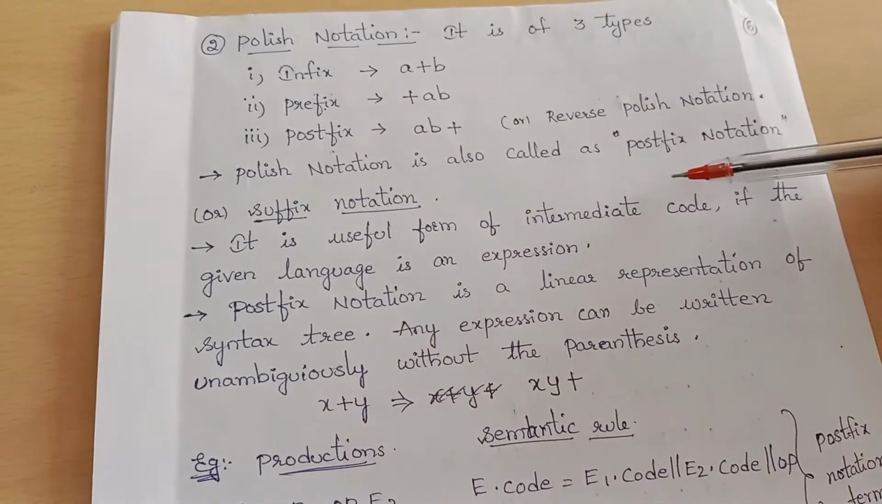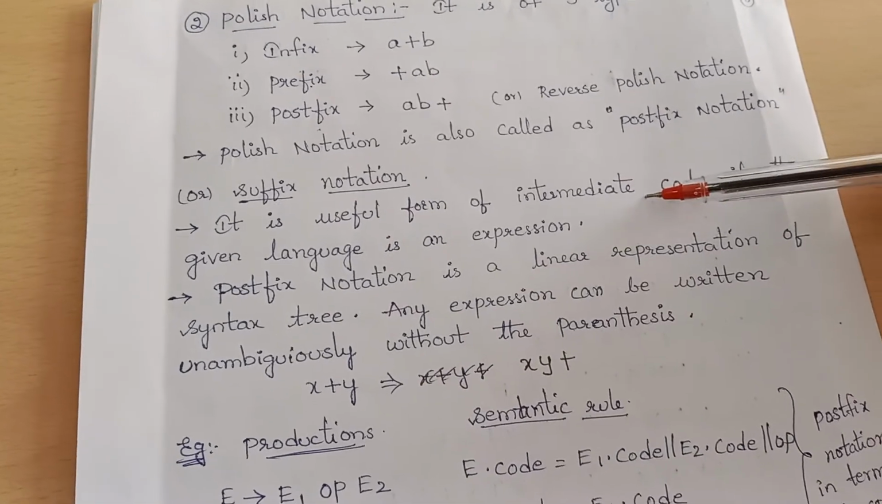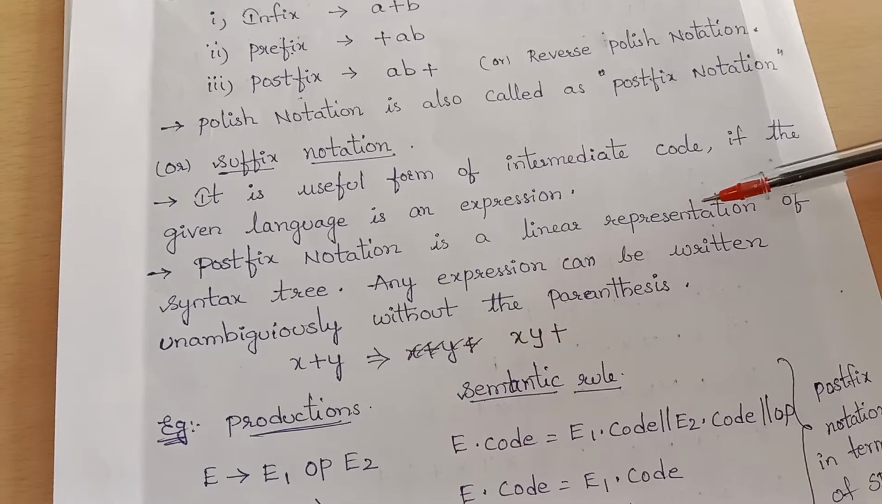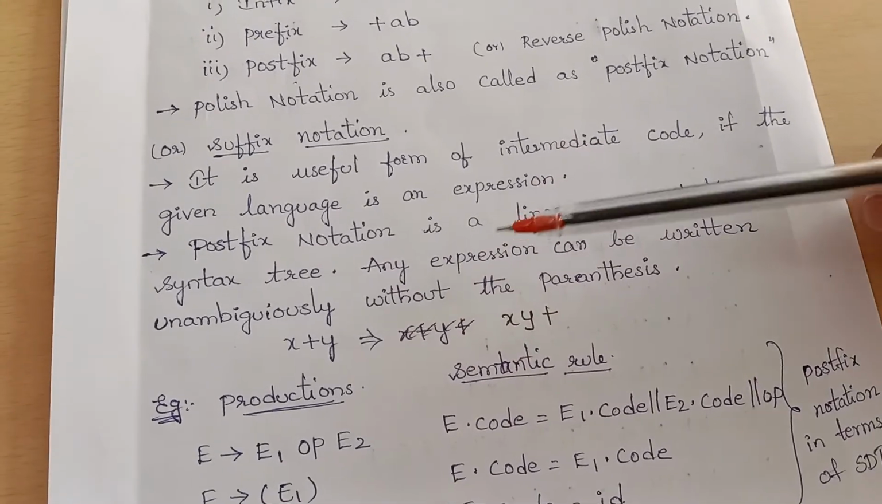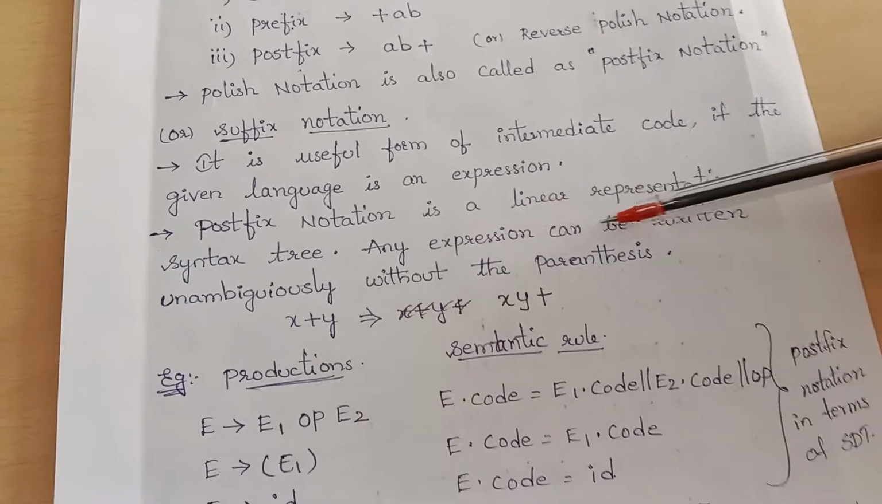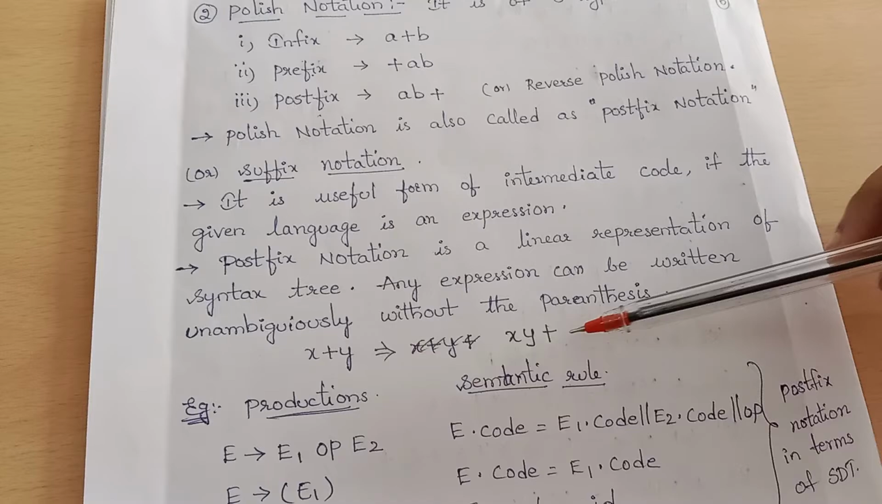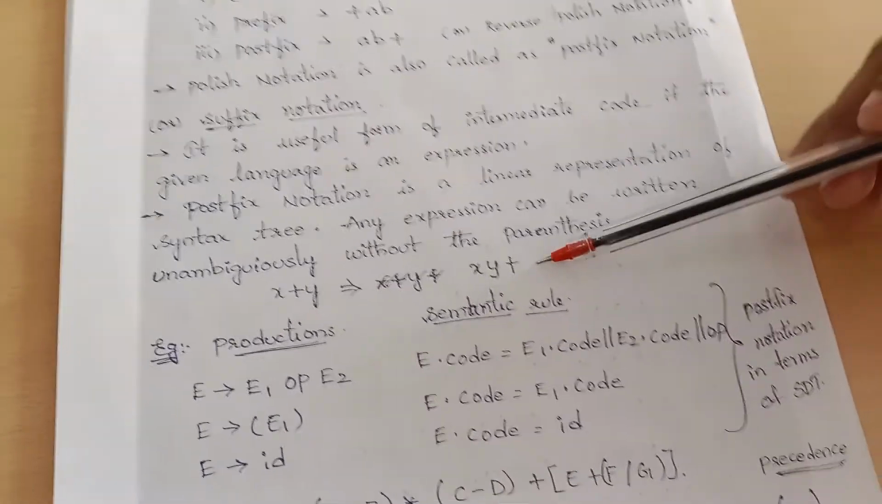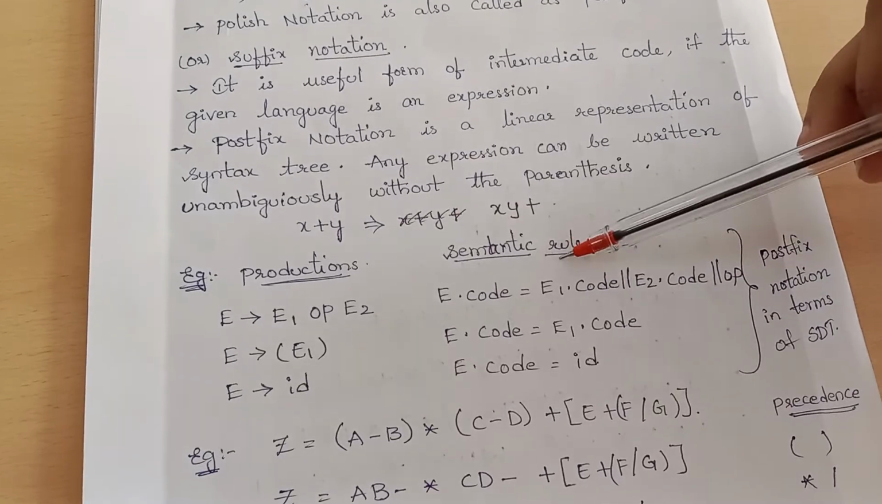It is a useful form of intermediate code if the given language is an expression. Postfix notation is a linear representation of the syntax tree. Any expression can be written unambiguously without parentheses. For example, x plus y can be written as xy plus in postfix notation. So consider the example productions and the corresponding semantic rules.